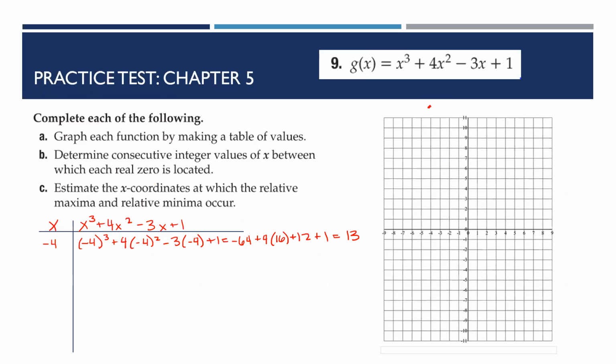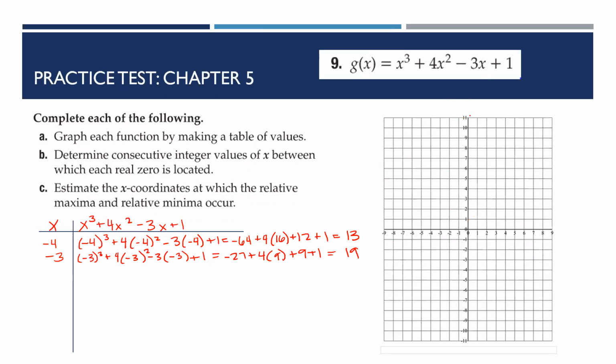All right, and then I'm going to plug in -3. Same thing: -3 cubed plus 4 times -3 squared, minus 3 times -3, plus 1. So -3 cubed gives me -27, plus 4 times 9, plus 9, plus 1. When I multiply this and add everything, I end up with 19.